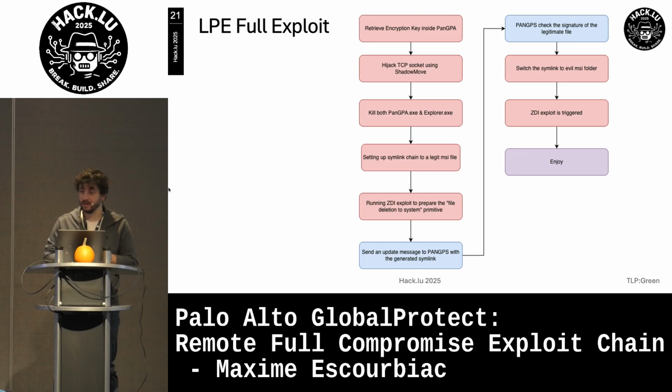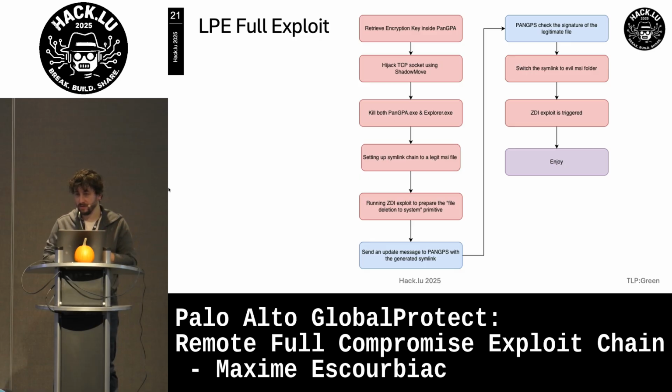Getting the symlink, because you remember in the process, PanGPS verifies the signature before deleting it. So we use the symlink with OpLock. We run the ZDI exploit to prepare the file deletion to the SYSTEM primitive. We send an update message to PanGPS with the generated symlink.